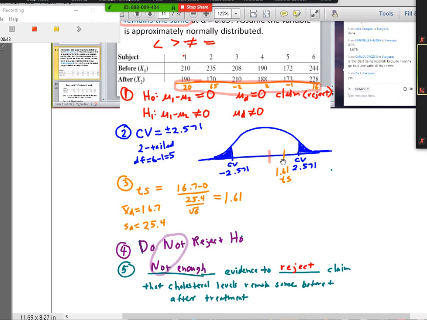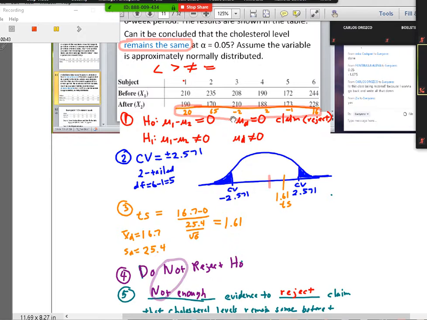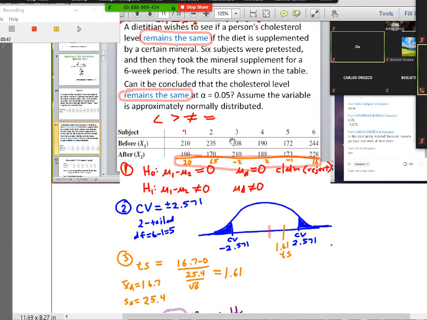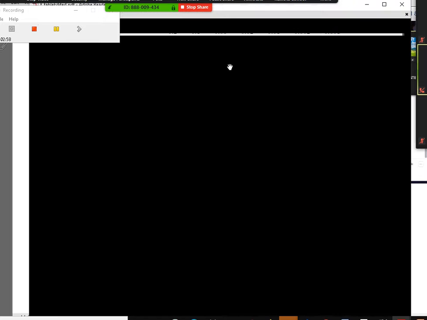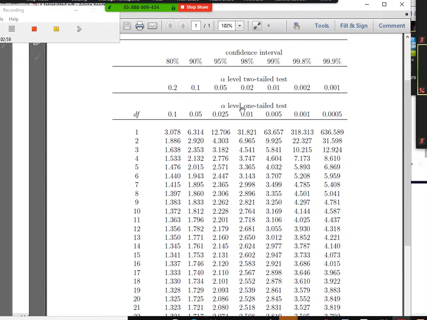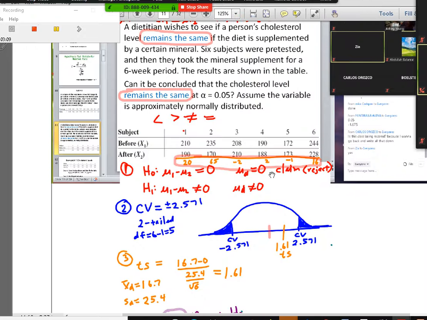Step 2, critical value. All right, two tails. It's a mean, so we care about degrees of freedom. I have 6 items, so degrees of freedom is going to be 5. So if I bust out my little t-table, alpha is 0.05 two-tailed, and degrees of freedom 5, 2.571. There's my critical value right there. So positive, negative, 2.571, so there'll be the negative one shade to the left, the positive one shade to the right.